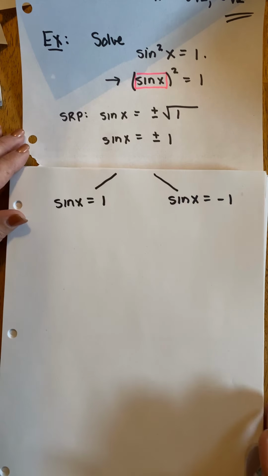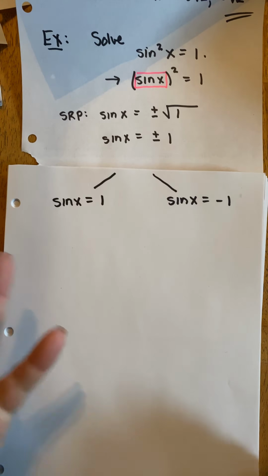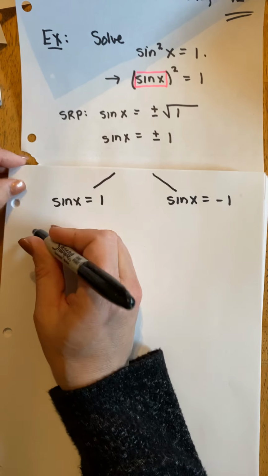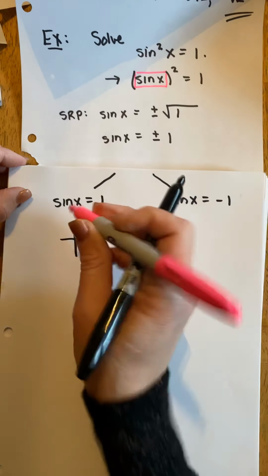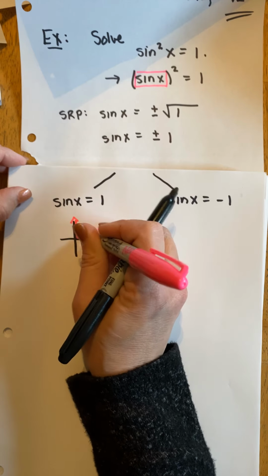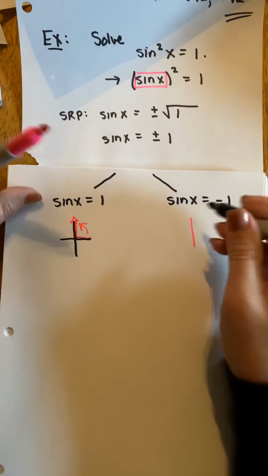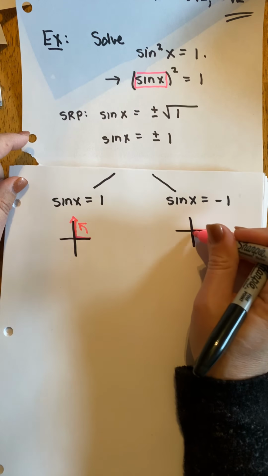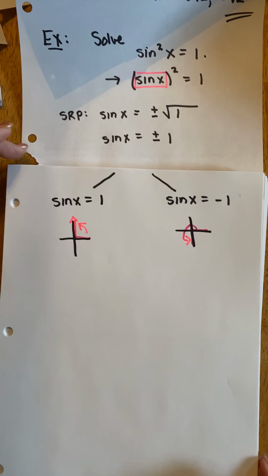If you remember your unit circle, or if you use your trig hand, the sine is equal to 1 when we have our angle over here. So x is going to be any angle whose terminal side lands on the positive y-axis. That would be the sine equal to 1. And over here, the sine is equal to negative 1 anytime we have an angle whose terminal side lands on the negative y-axis.